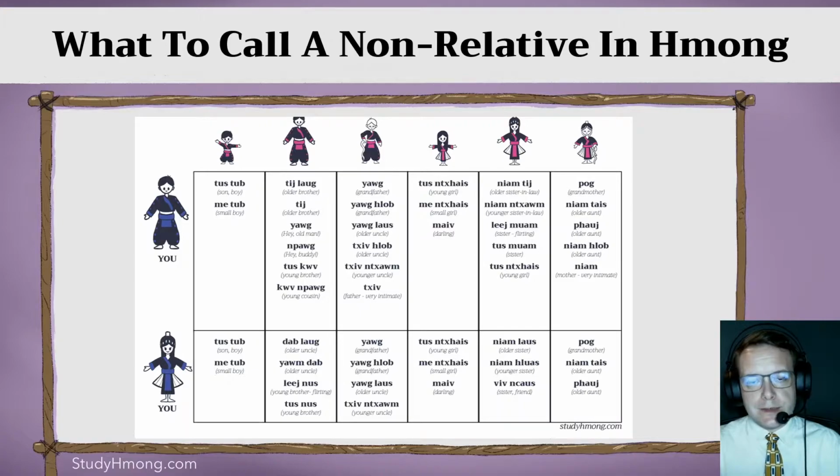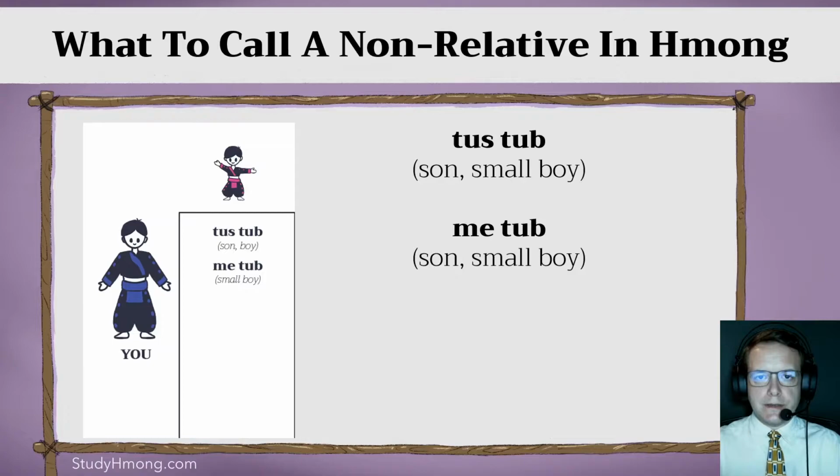In the case that a person's not related, there are a few options based on whether you are male or female, whether the person is male or female, and their age relative to you. We're going to go over those terms now. I pulled from my chart here, and we're going to start with assuming that you, the speaker, are male. I will go over female in a minute in the same video.